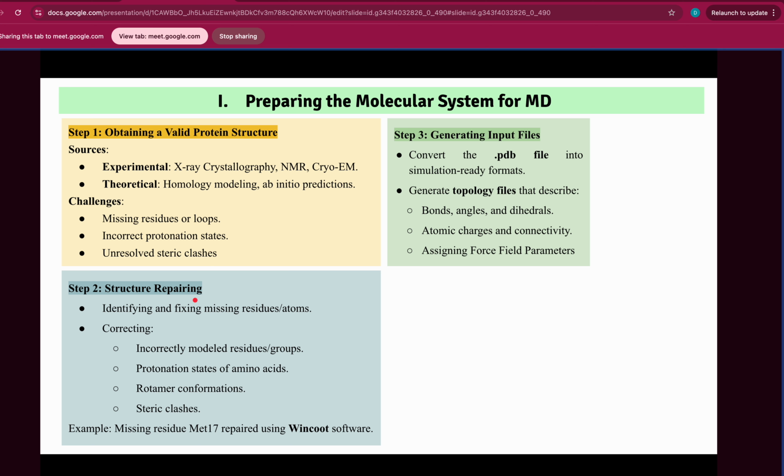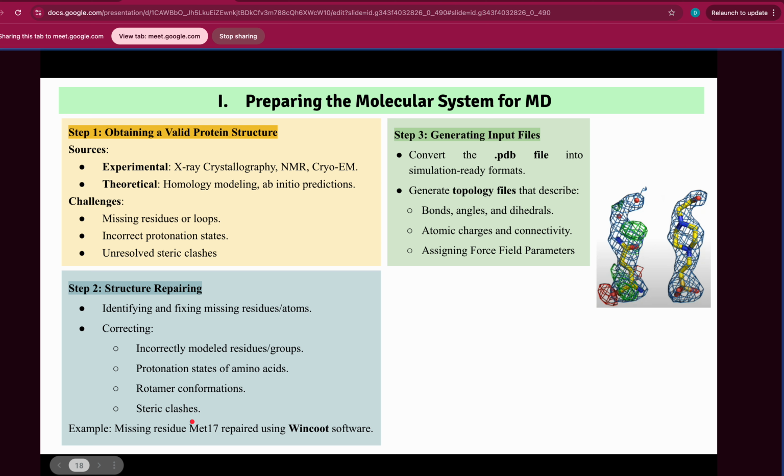Now the second step is structure repairing, in which we identify and fix those missing residues or atoms. So correction involves incorrectly modeled residues or groups. The residues which are incorrectly modeled, we repair them, we correct them. Protonation states of amino acids, so we also change those states so that we can stabilize the system. Protonation state is nothing but it tells you about the charge or pH, you can say. Rotamer conformations, we can also change those conformations, and steric clashes. So we can see where the steric clashes are present, and we can try to solve them.